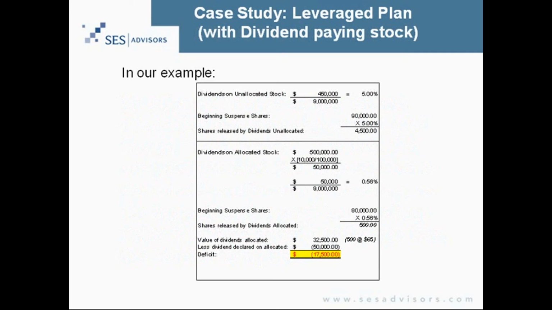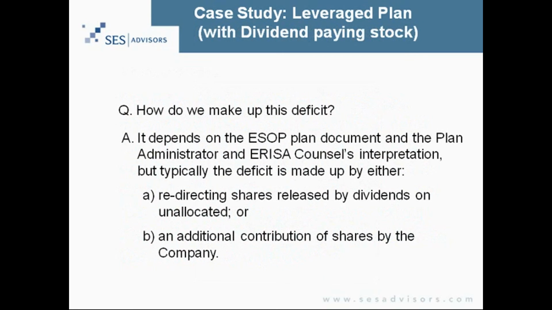So what do we do? Well, it depends on a few things. Sometimes it's specified in the plan document. Sometimes it's a determination made by the company or a plan administrator in conjunction with their ERISA counsel. But typically these deficits are made up by either redirecting shares that are released by dividends on unallocated stock, or by an additional contribution of shares by the company. Frankly, I see option A far more often than option B. I'd say that's the pretty typical means of addressing that issue. All right.